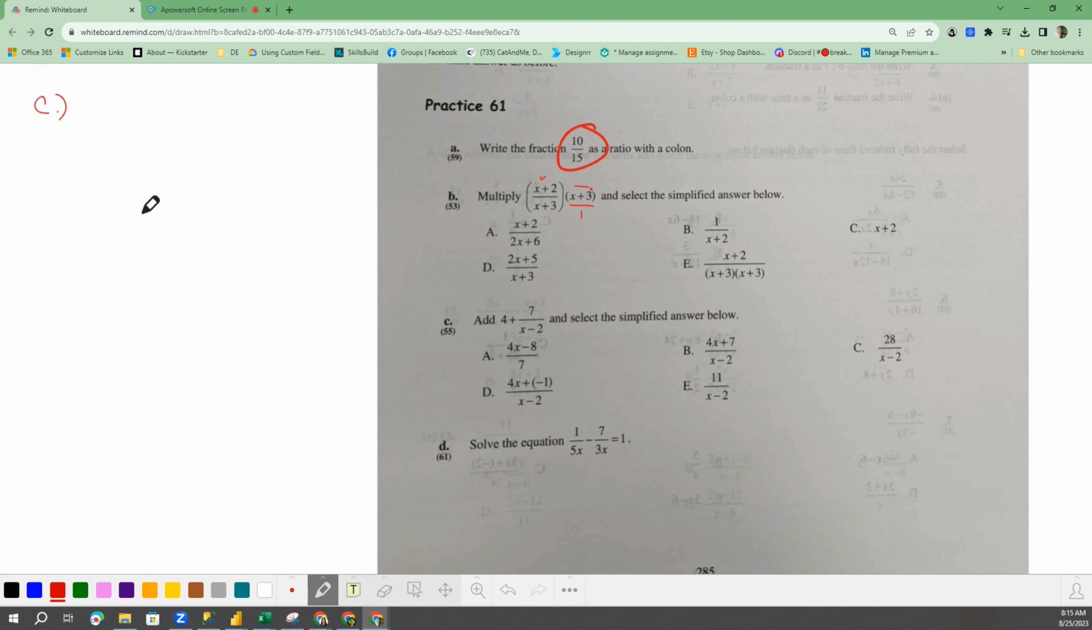Okay, so you have a whole number which is 4 and a fraction which is this. So what we're going to do is put the 4 inside, change it into a fraction-looking thing. So 4 is 4 over 1 plus 7 over x minus 2. You're adding this, so you need to make sure that they have the same denominators. But right now they don't, so we will do the factoring part.